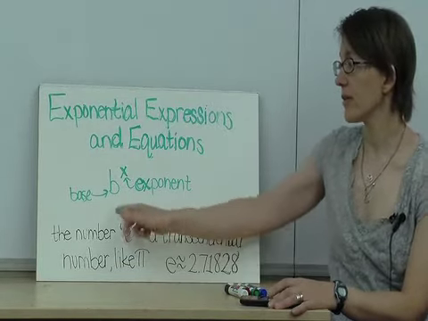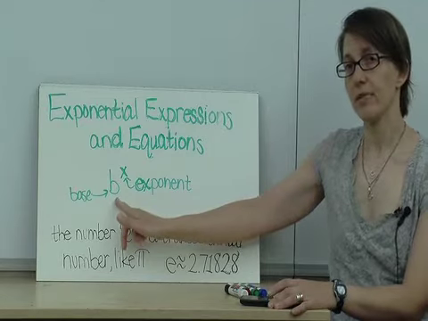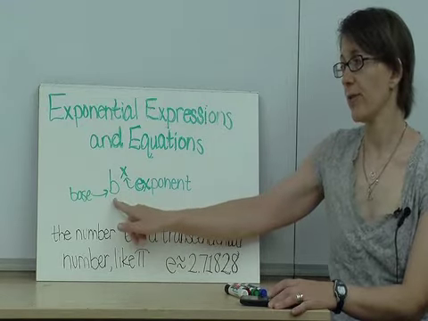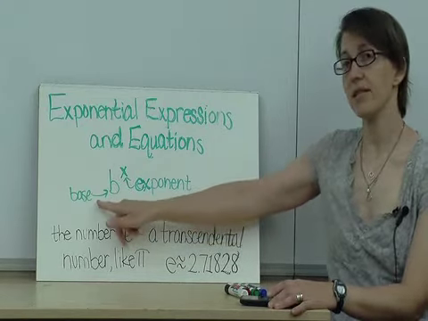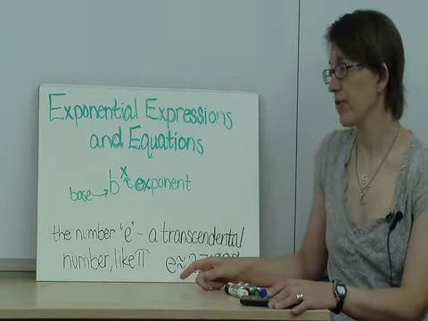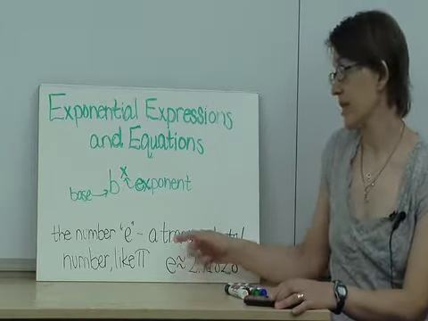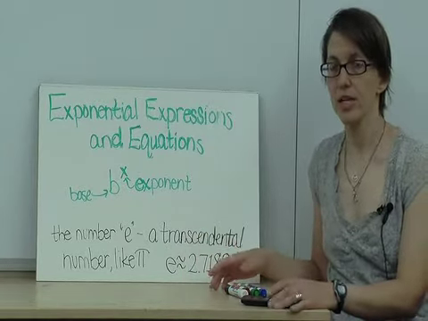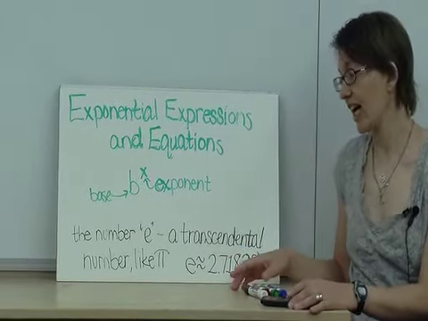Just as a reminder to you, these exponential expressions will take the form of b to the x power, where b is the base and x is the exponent. And this will be introducing a new number, the number e. This is a transcendental number, a special type of irrational number, like pi.